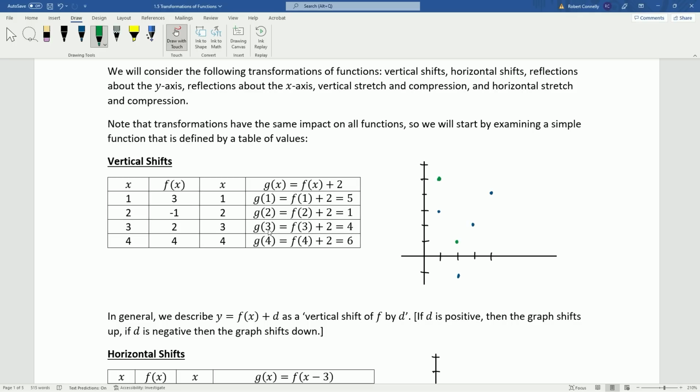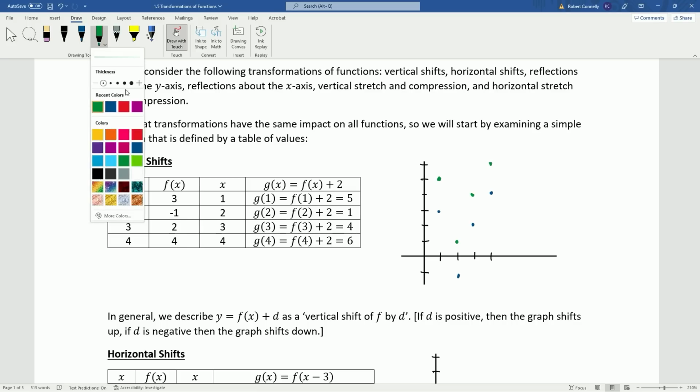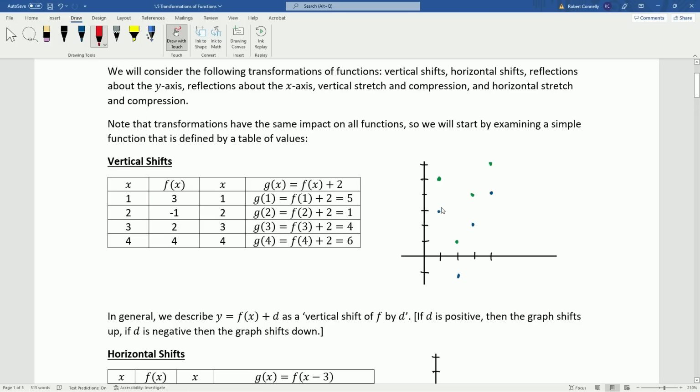Okay, g of 3 is f of 3 plus 2. So that's 2 plus 2, which is 4. And g of 4 is f of 4 plus 2. That's 4 plus 2, which is 6. Okay, so let's just take a look. What happened to each point? So each point moved up by 2.